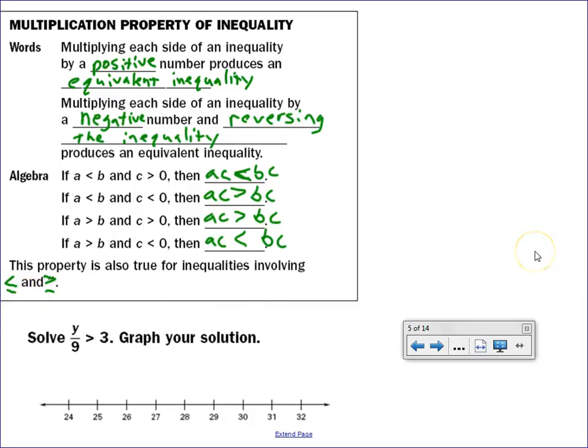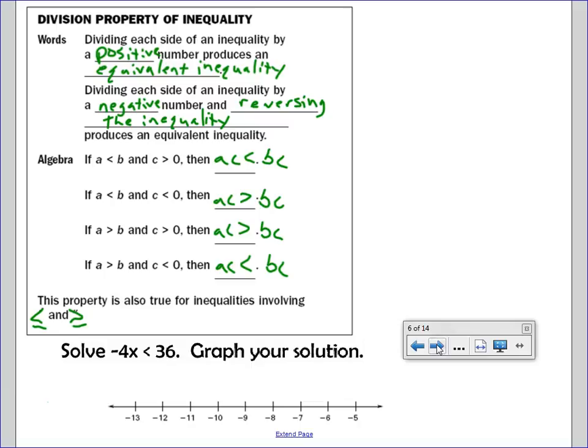Okay, so here we've got y divided by 9 is greater than 3, so multiply both sides by 9. So y is greater than 27. So I know at 27 it's not equal, but it's our point that determines whether the solutions are greater or less. And y is greater than 27. Let's try 30. Is 30 greater than 27? Yes, it is. So I know the solutions will be on that side.